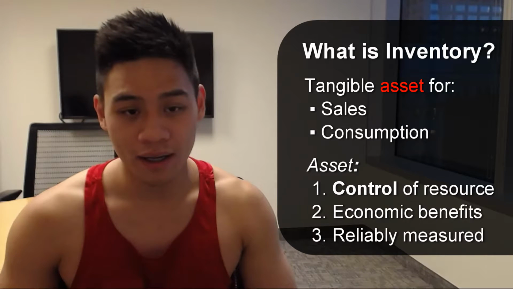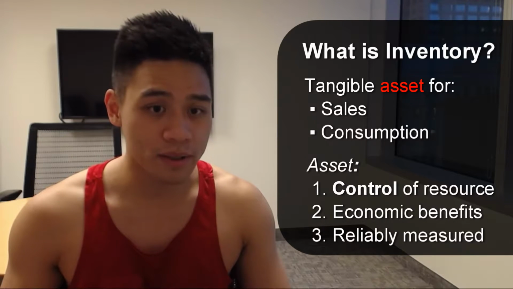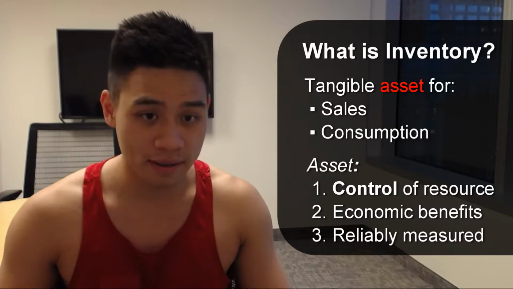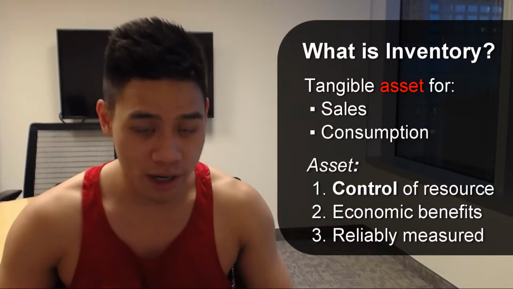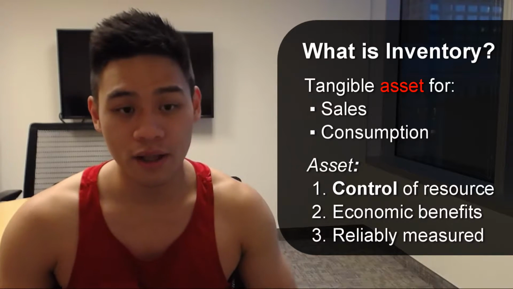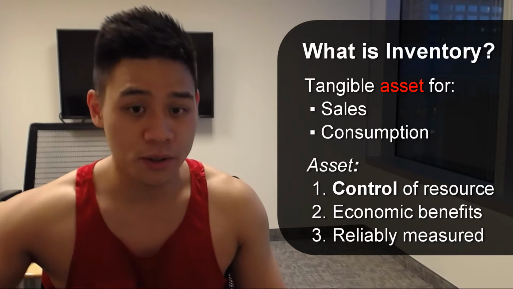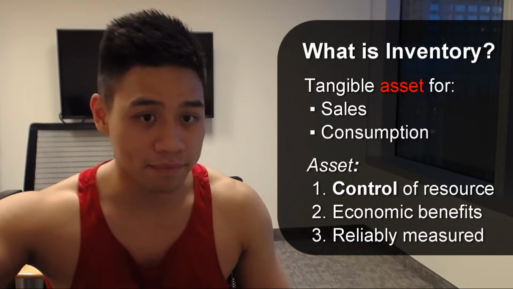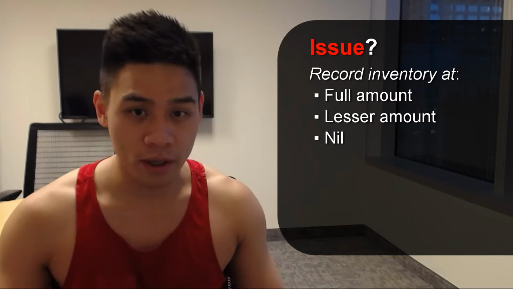And to be more specific, the 3 points are: inventory is held for sale in the ordinary course of business. It's in the process of production for the purpose of selling. And then third, it's in the form of materials or supplies to be consumed in the production process or when we render services.